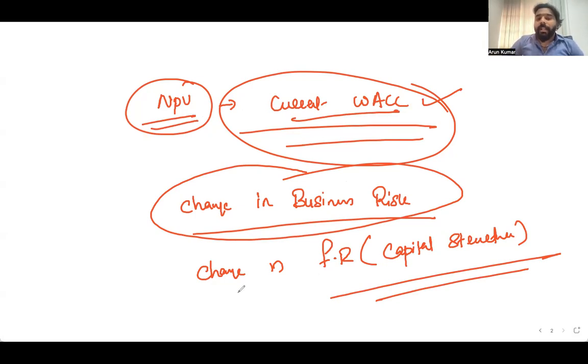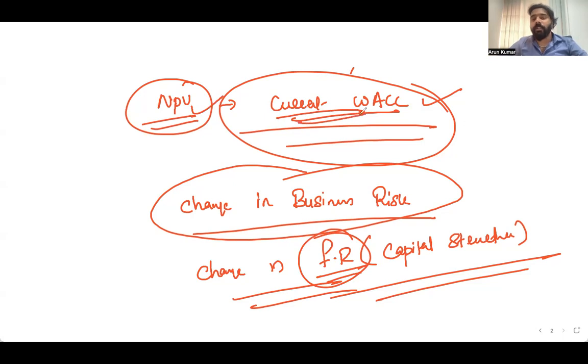In the same way, if there is a change in the financial risk as a result of investing in the project, if our existing capital structure is getting changed, let's say I have issued additional debt into my capital in order to invest in that project, then our financial risk has changed. Even in that scenario, we cannot calculate the NPV of the project using the current WACC method.